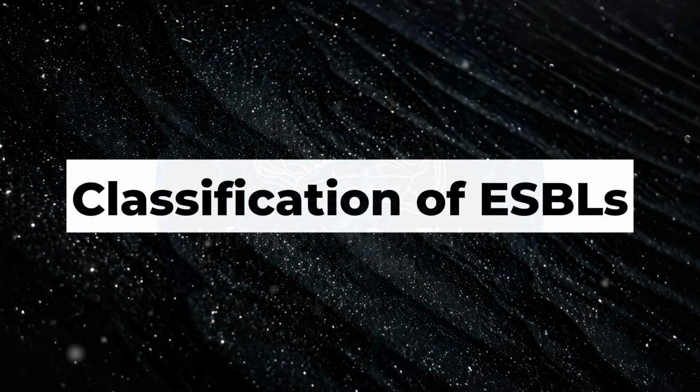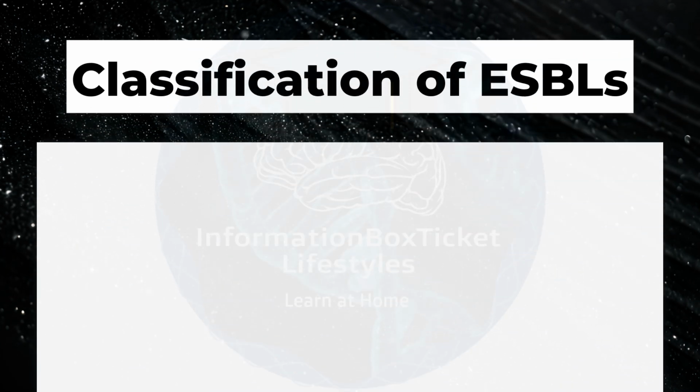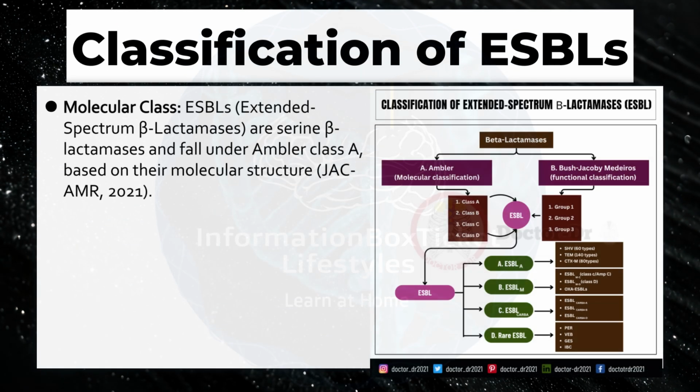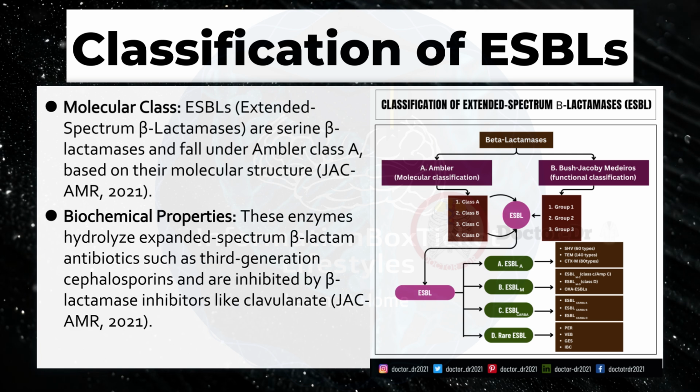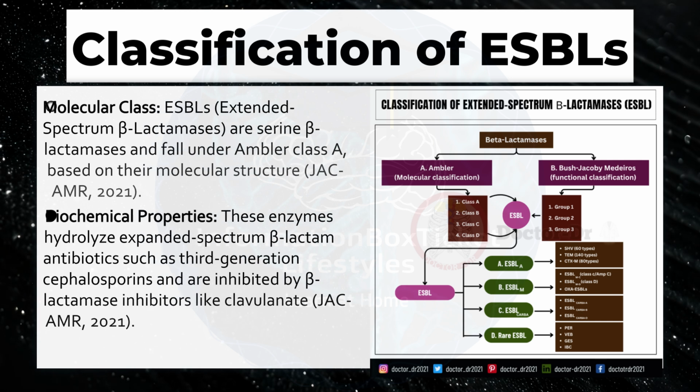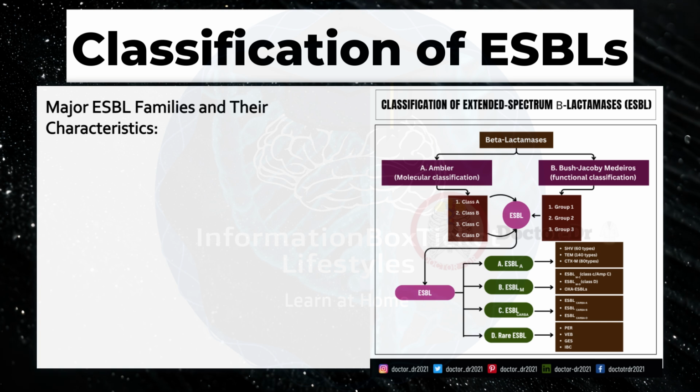Classification of ESBLs. Molecular class. ESBLs, extended spectrum beta-lactamases, are serine beta-lactamases and fall under Ambler class A based on their molecular structure. Biochemical properties. These enzymes hydrolyze expanded spectrum beta-lactam antibiotics, such as third-generation cephalosporins, and are inhibited by beta-lactamase inhibitors like clavulanate.